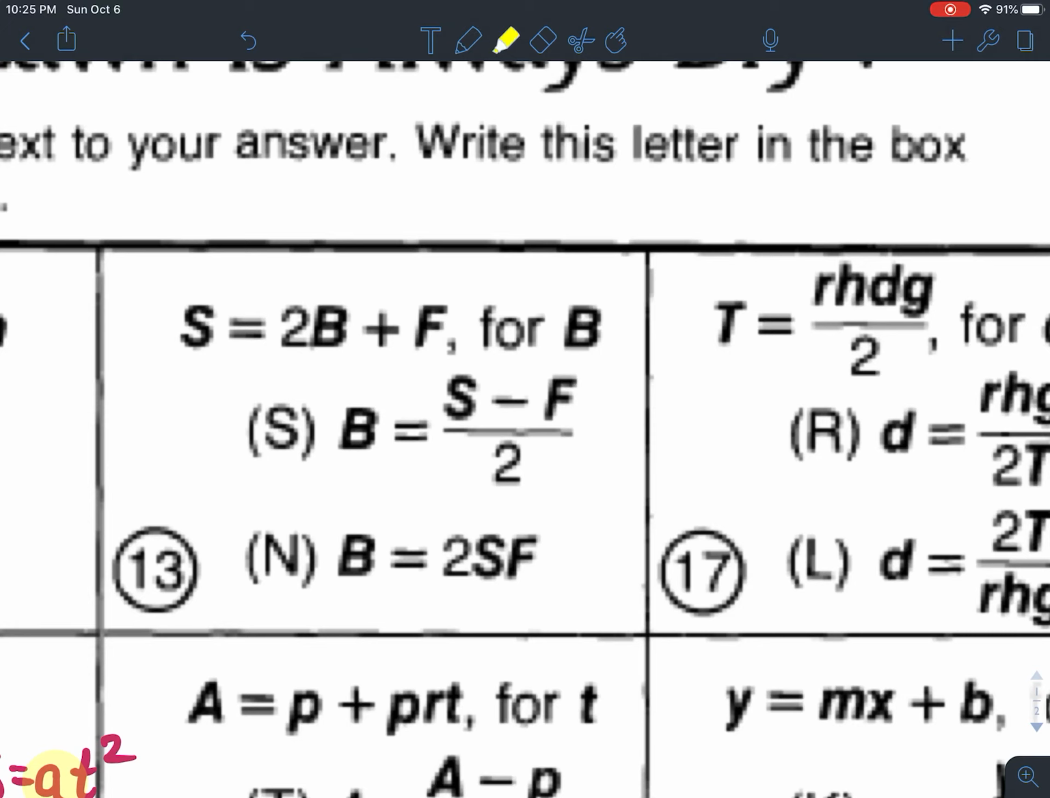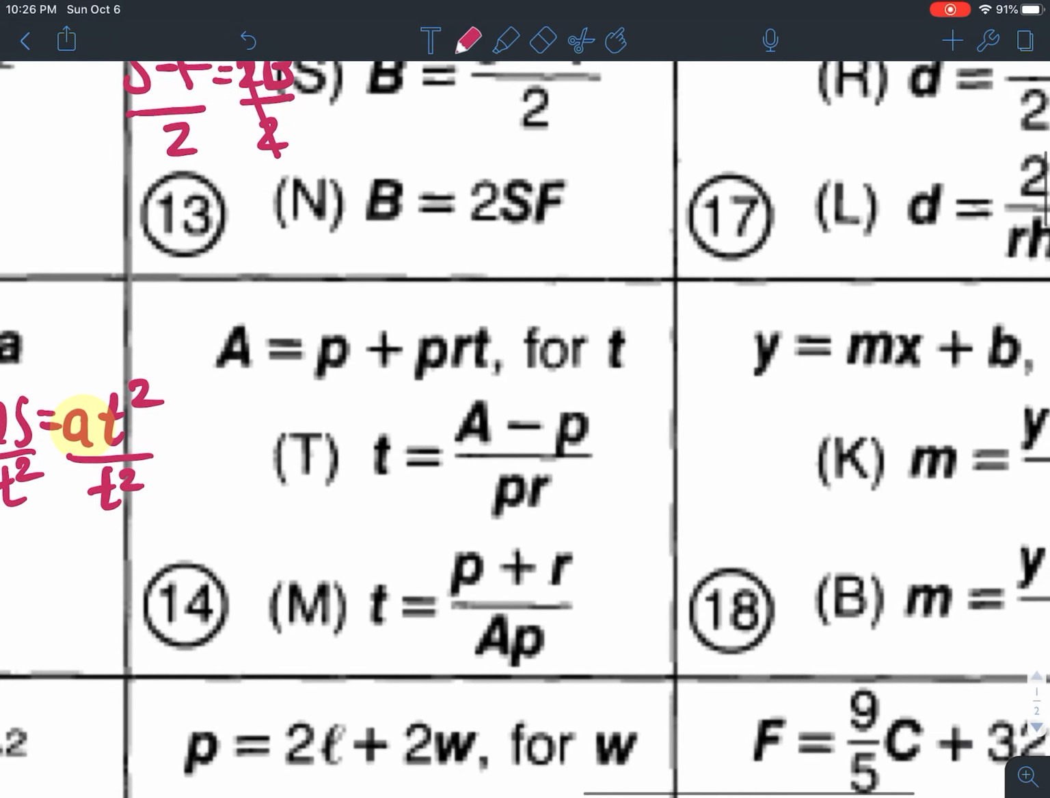For this one, it's a 2-step. On the same side as the b is the 2 and the f. We're going to zero out the f first. So that would be, let's see, s minus f equals 2b, and then we would divide by whatever's connected to the b to get s minus f divided by 2.